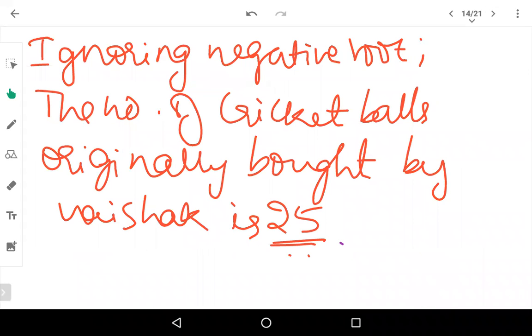So the conclusion will be: ignoring the negative root, that is minus 600 by 84, the number of cricket balls originally bought by Vaishak is 25. If you write this one sentence at the end, that will make a lot of sense, firstly, and the examiner will give you full marks.